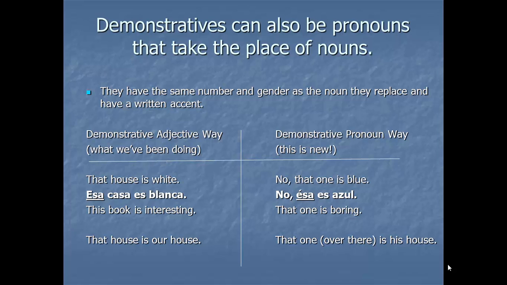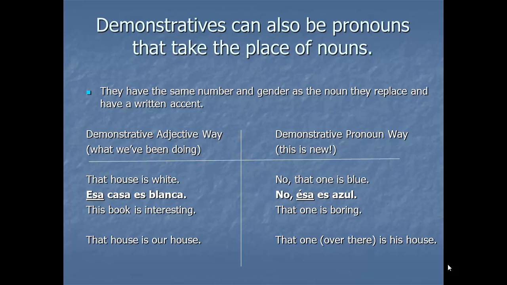So we see an example on your pink sheet. It says that house is white. Esa casa es blanca. That's what we were doing. And now we're going to change it to no. That one is blue. No, esa es azul. Right? That one is blue. So let's look at number 7. This book is interesting. So this book is interesting would be este libro es interesante.